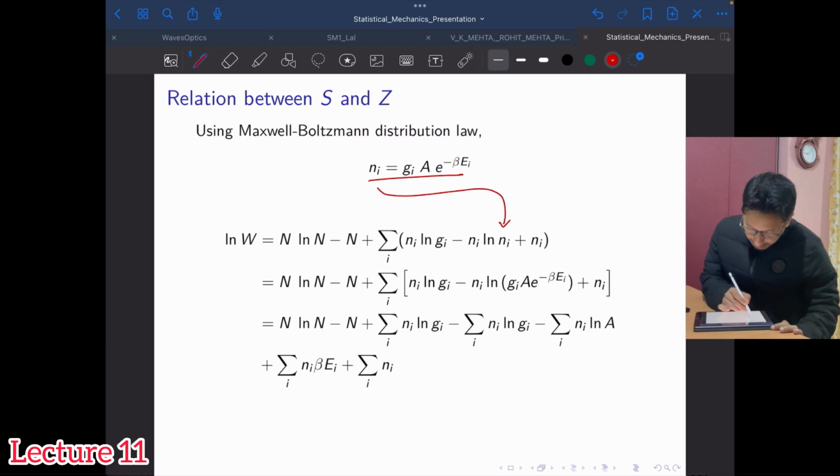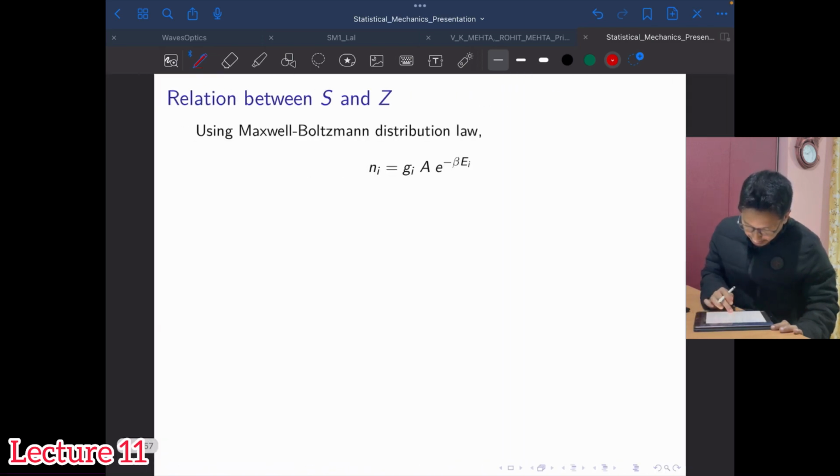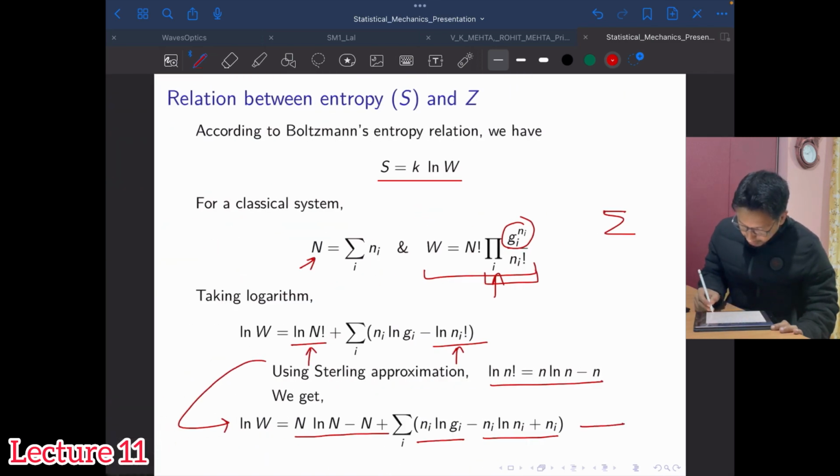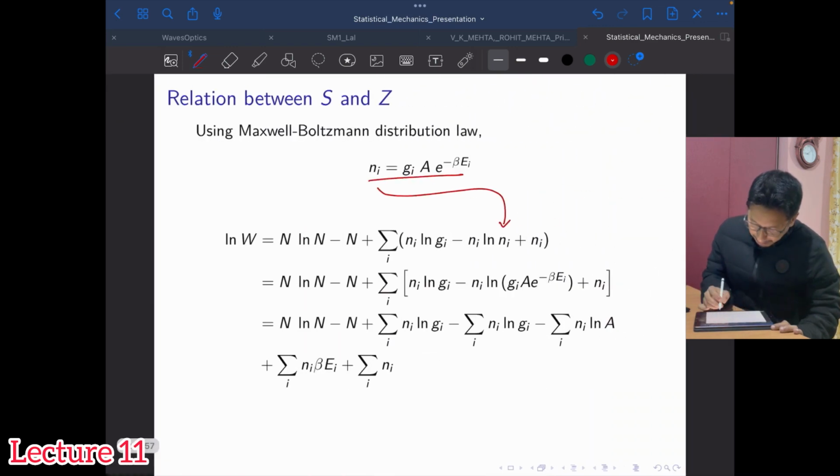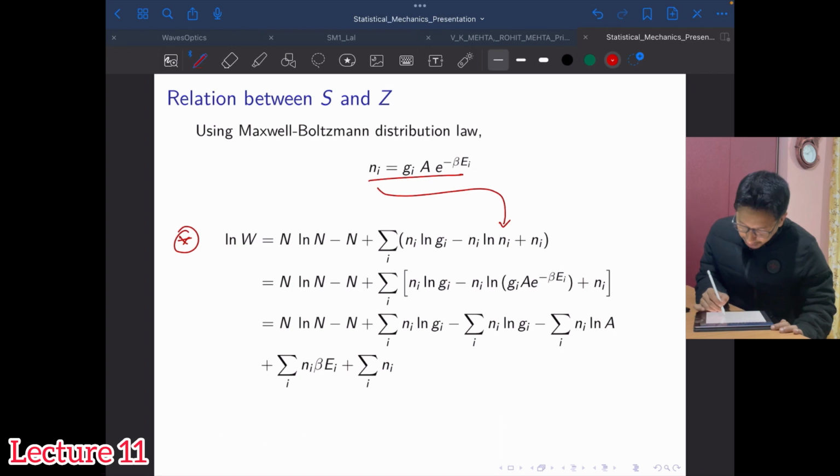See, this is the same expression as in the previous slide. This is just copied and pasted here. This is the same expression here, and then substitute for ni. When I substitute for ni, I will just replace this ni with this. Then you take log, meaning ln of this expression.